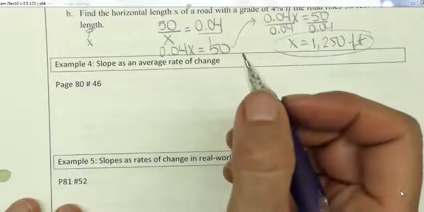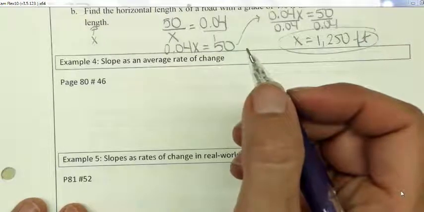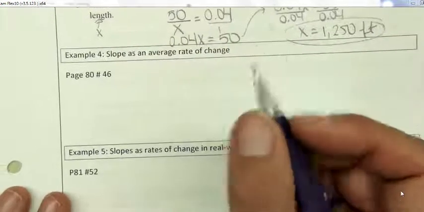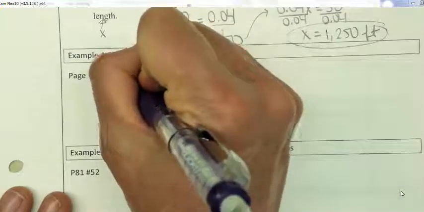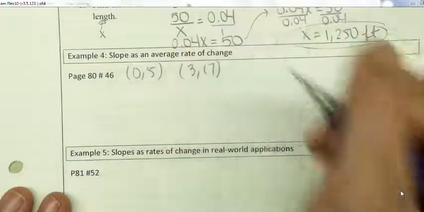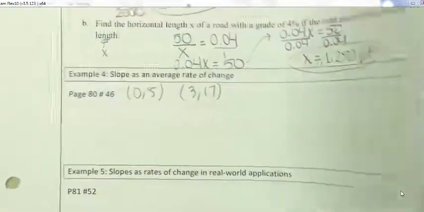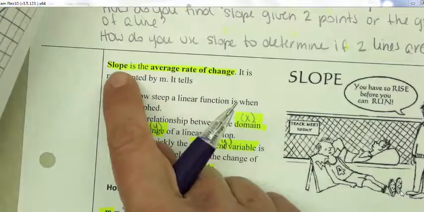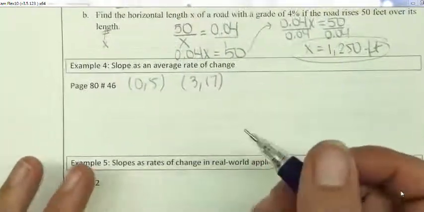Find the average rate of change in y for the given xy pairs. State the unit of measure for the average rate of change. Okay, so I'm given 2 points. I'm given the point (0, 5), and I'm also given the point (3, 17). And again, average rate of change, this is really important, average rate of change is just slope. That's all it is, okay? All right, so I'm just going to find the slope.